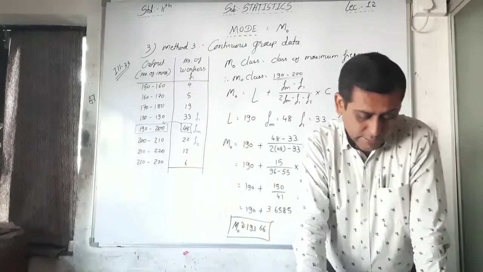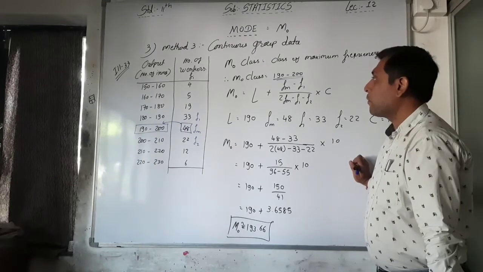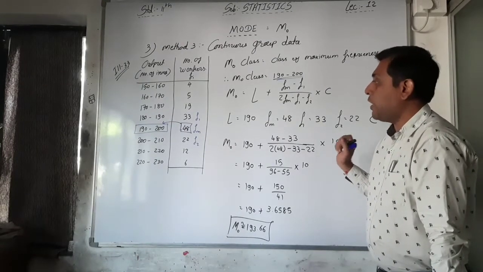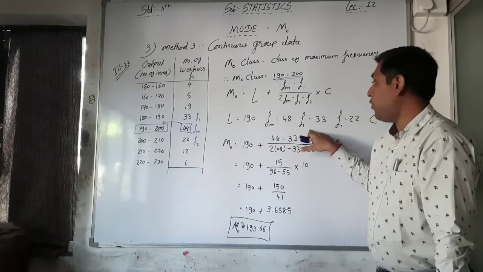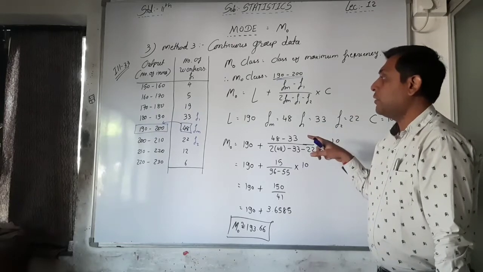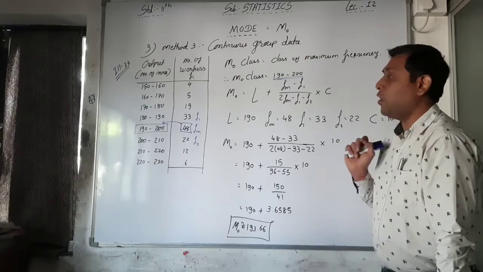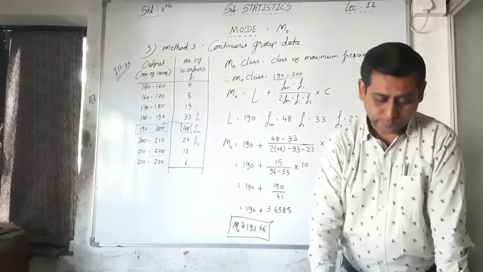But here see that, first of all write down this. And if you have any problem, then please see this video again and again. What is L, what is Fm, what is F1, what is F2, and what is C. Right? See this video again if you have any problem, or ask me. And write down this into your fair book.